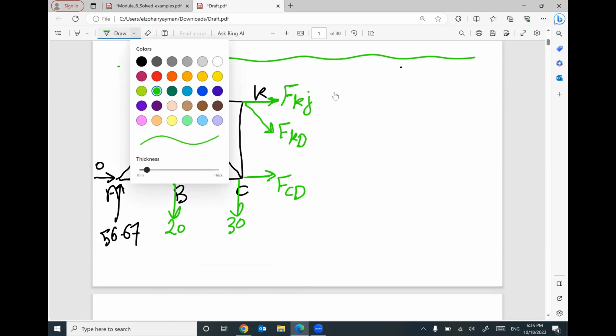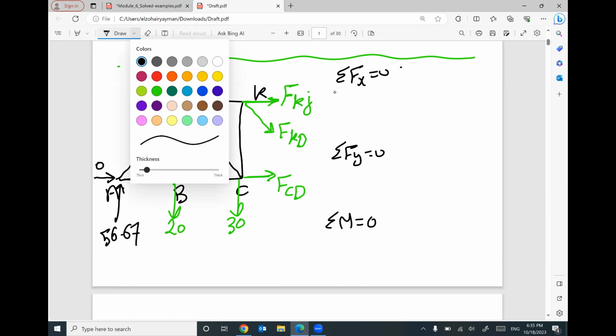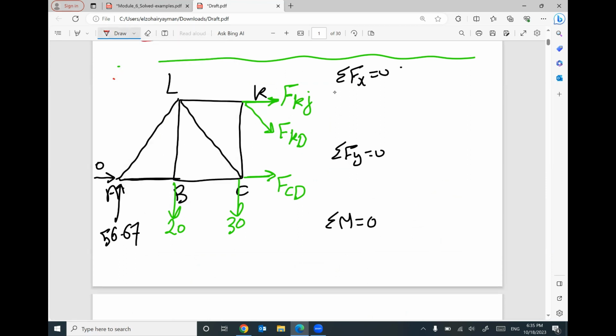Once you set up your part, I can apply summation of all forces in X equals 0 for this part, summation of all forces in Y equals 0, and summation of moment at any point equals 0. Does that make sense? Let's start to apply summation F of X. What forces do you have in X? We have 0, positive FKJ, positive FCD, and positive FKD. For FKD, this angle theta, how much? Do you know?